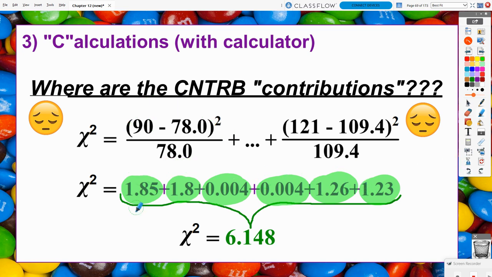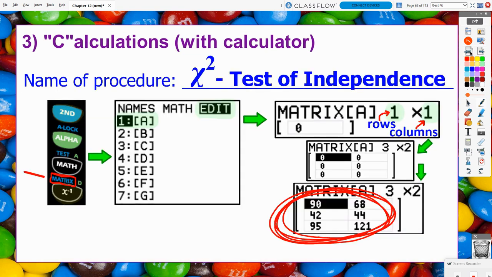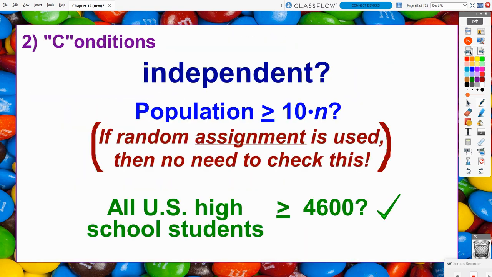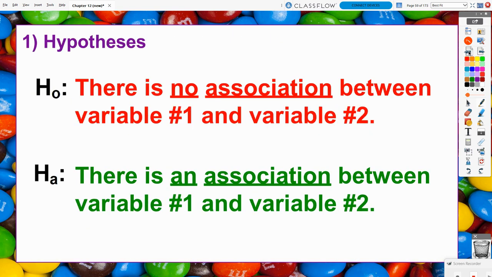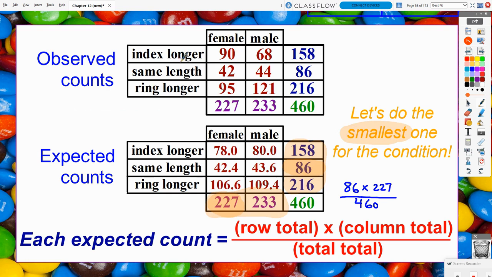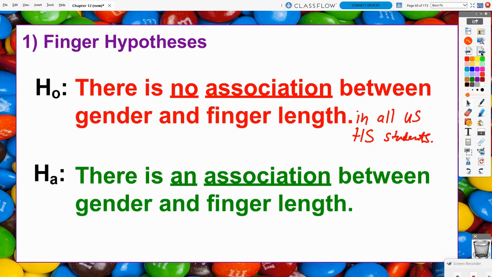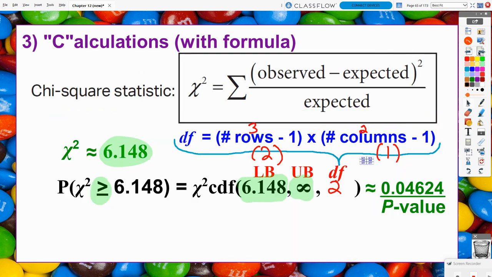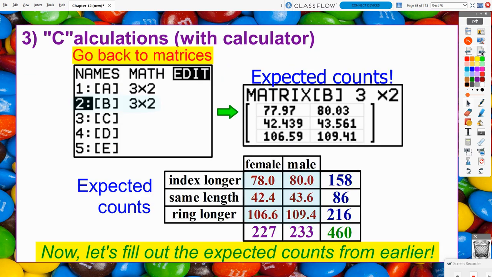And again, we figured out that the largest contributor was really that very first one there, which would represent what scenario? Now I got to go all the way back here. That was looking at female and their index fingers longer was the most off from what we expected to see, right? We saw 90 and we only expected to see 78. So we saw 12 more than we expected. So again, that contributed the most to our chi-square test statistic.